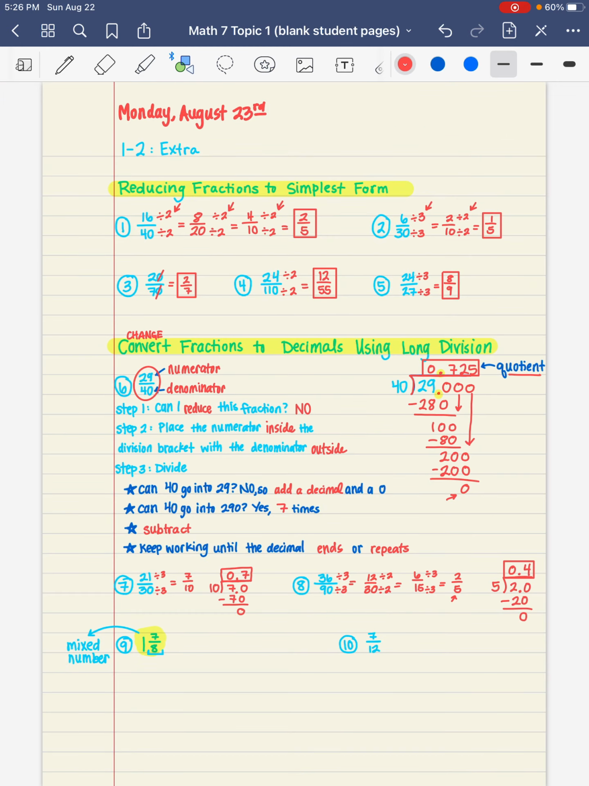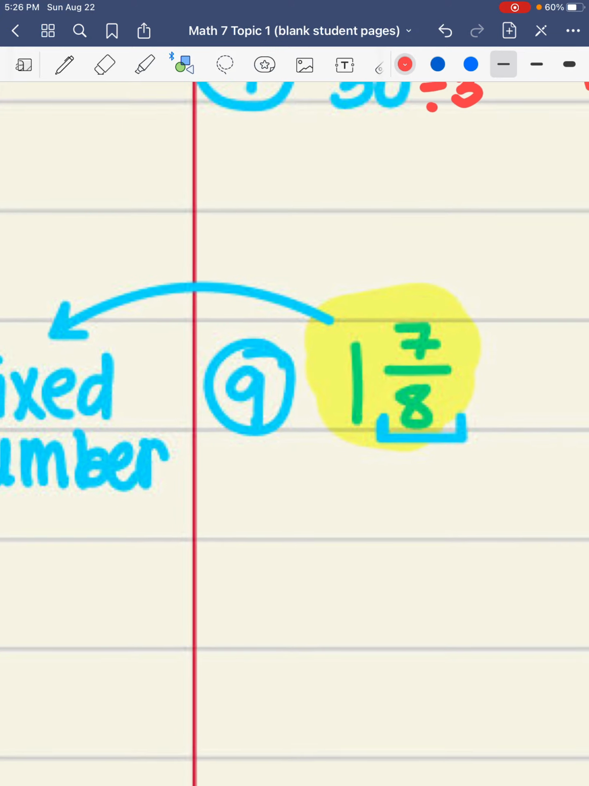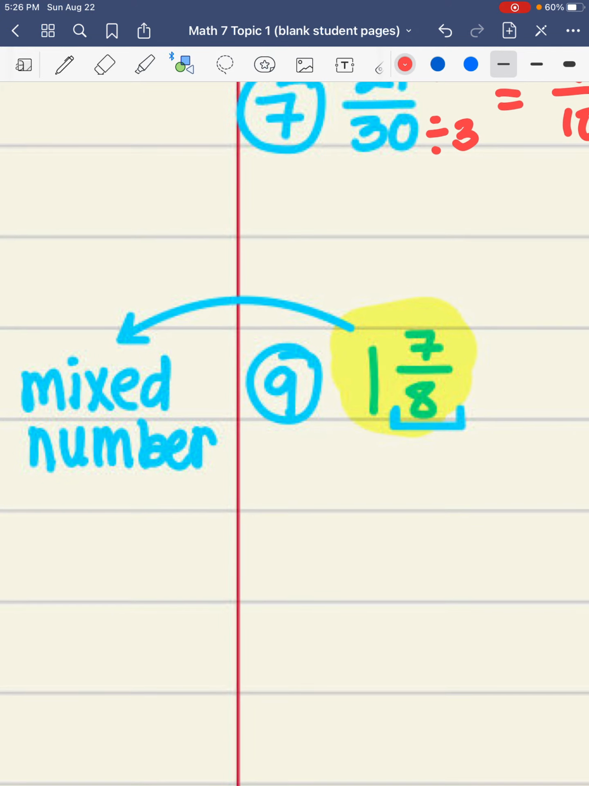Okay, moving on to number 9. This one's different because it's a mixed number. That's what we call this. We have one whole unit and then part of a second unit. So we have 1 and 7/8. When I face a mixed number like this, I like to just focus on the fraction part. So we're going to figure out what is the decimal equivalent for 7/8.